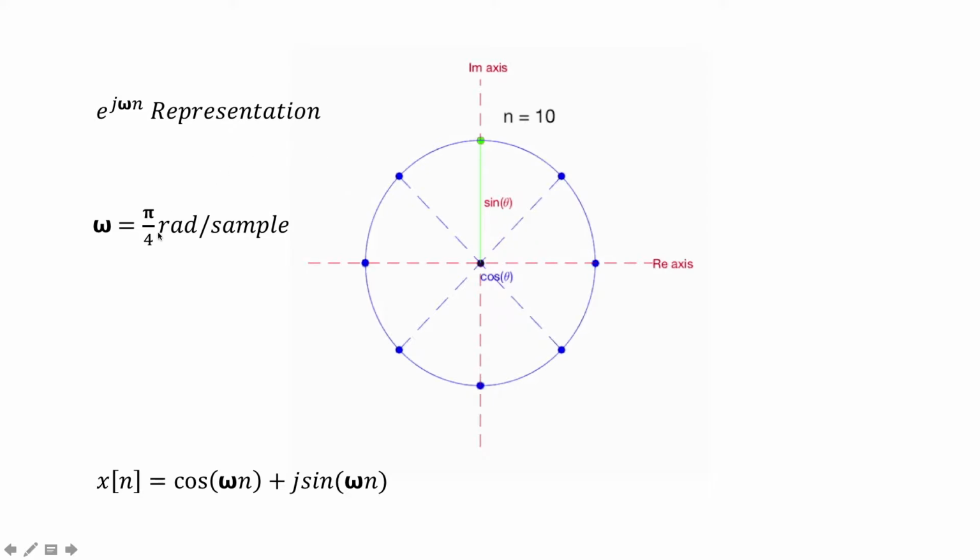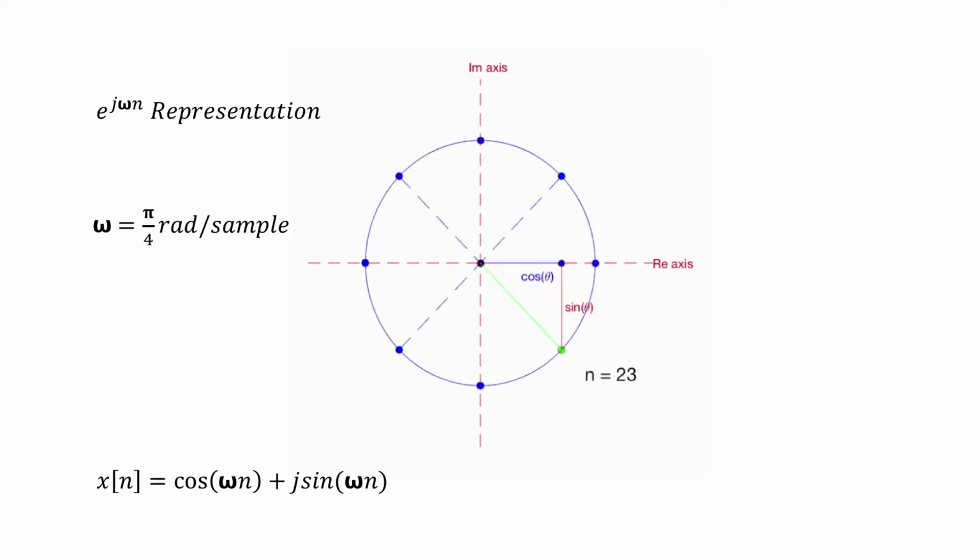We are again reminded that omega has a unit of radians per sample, and as in our example omega is pi by 4, a positive value, which means that we are rotating counterclockwise by pi by 4 in each sample. At n equals 8, the phasor lands on the position of x equals 0.